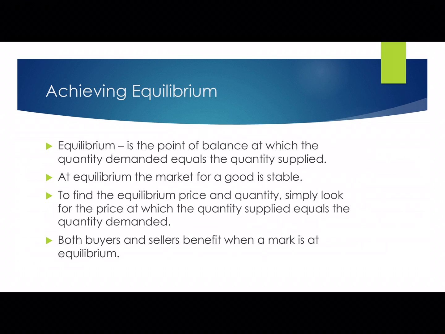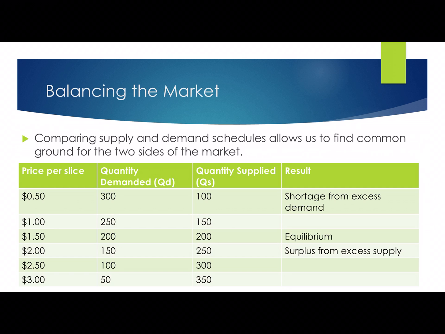So let's start off. What is equilibrium? It's the point of balance at which the quantity demanded equals the quantity supplied. At this point, the equilibrium point, the market for a good is stable. To find the equilibrium price and quantity, we simply look at the price at which the quantity supplied equals the quantity demanded, or the price and quantity at which the two curves intersect. Both buyers and sellers benefit when the market is at equilibrium. So we can find this by comparing the two schedules.